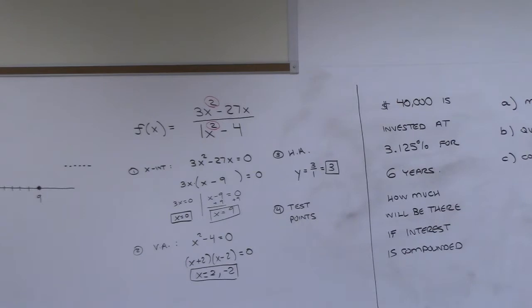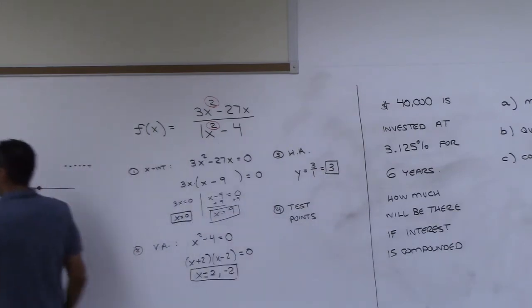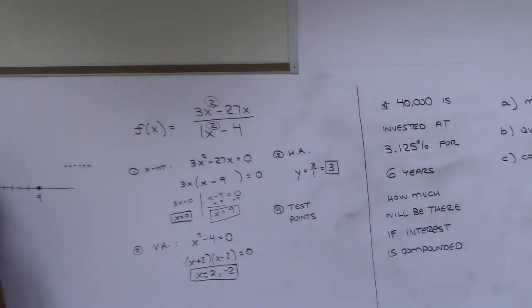You have some test points? You have test points? What are you using? Negative 3, that's a good one right here. What else? Negative 1's a good one. 1, good. 3? Or 2? Did you say 2 or 3? No, you said 3, right? And any more? 8? Okay, so 8 we could use.